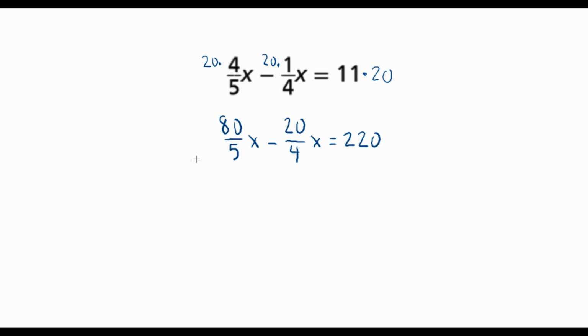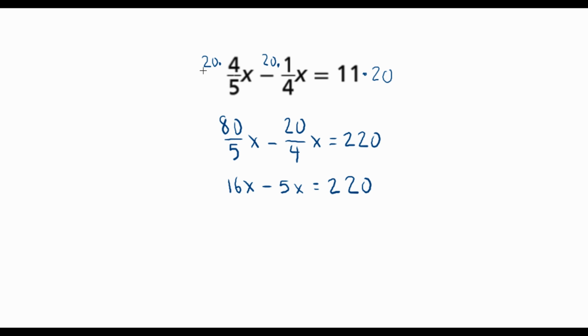All right, now the next step is to simply divide the numerator by the denominator. So 80 divided by 5 will give us 16x, minus 20 divided by 4 will give us 5x, equal. Now on this side we cannot simplify anything because 11 never had a denominator, so you just simply bring down the 220. So here's what just happened.